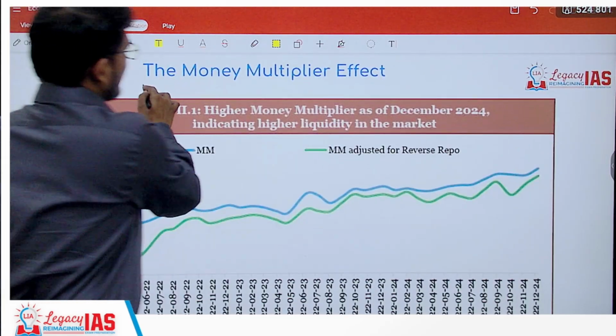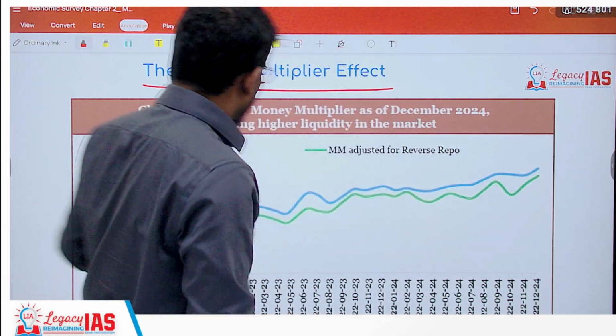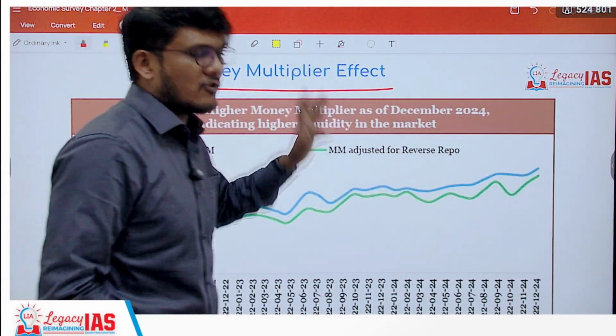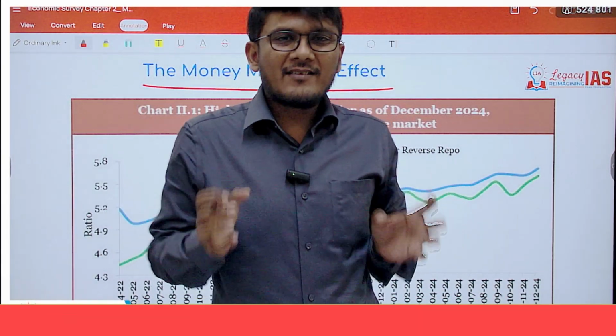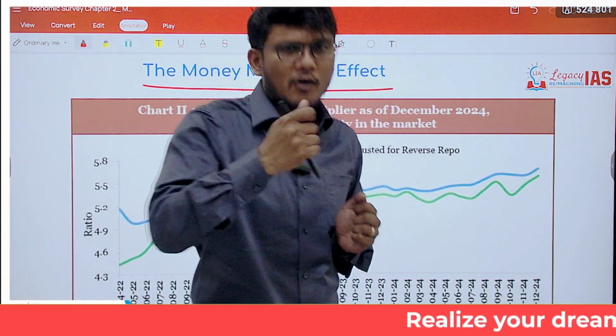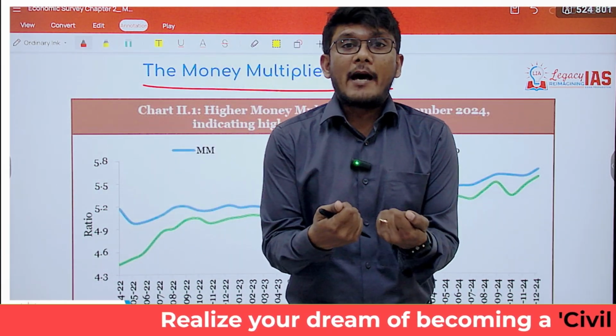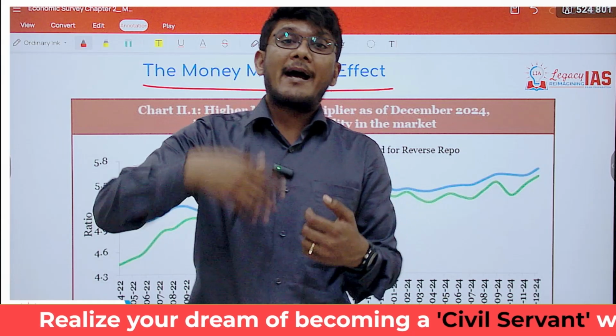So the very first thing is the money multiplier effect. The money multiplier effect has, if you can see, increased, which is a good sign. What is the money multiplier effect? See, if you introduce an additional 100 rupees in the market, when it is in the market, it can increase the demand by many fold.